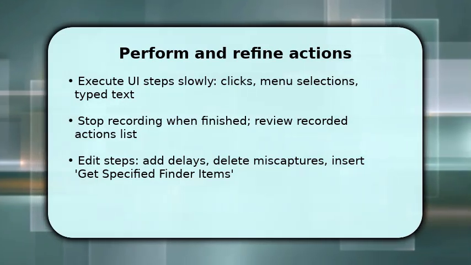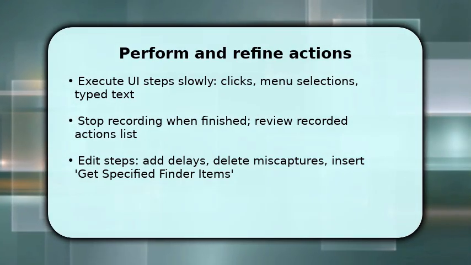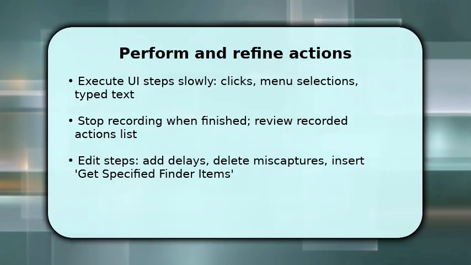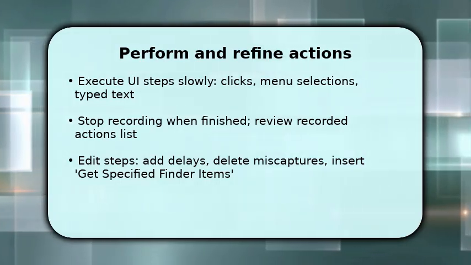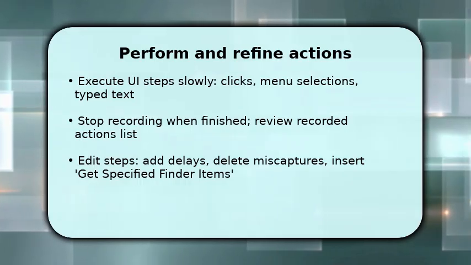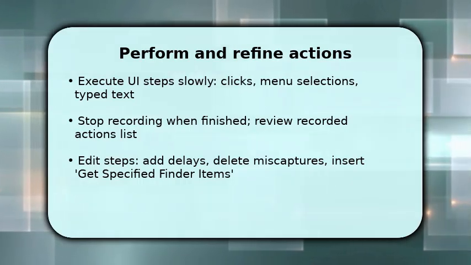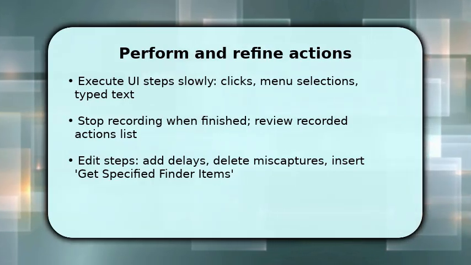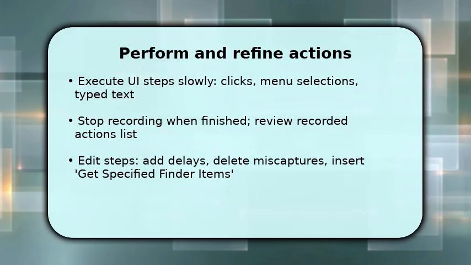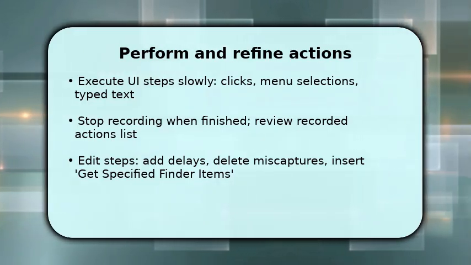Once done, stop recording and inspect the action list in the workflow pane to confirm sequence and targets. If Automator miscaptures something, edit that step, insert a short delay where timing is sensitive, or add explicit Finder/file actions like Get Specified Finder Items. Make sure each action has the right input and output connection before proceeding.